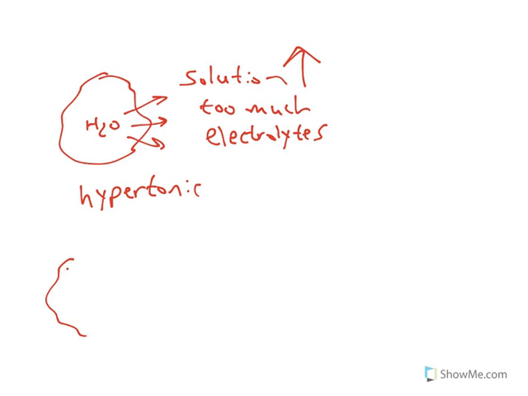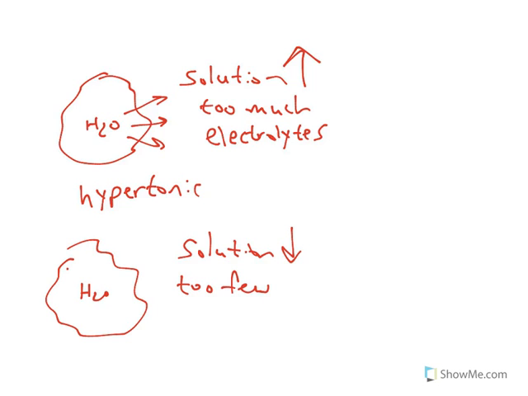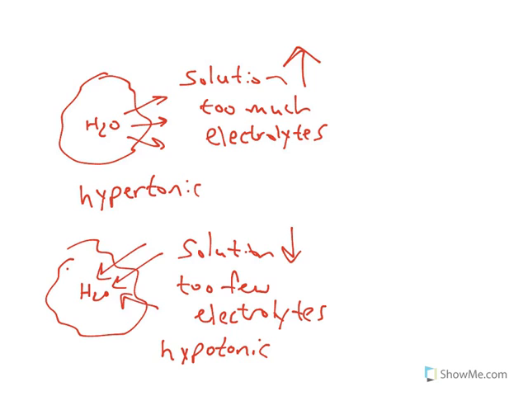Another scenario is where you have the cell with water in it, and the solution is too low in electrolytes, too few electrolytes. This scenario would be called hypotonic. Now you have a higher concentration of solute inside the cell. Water is going to net flow through that semipermeable membrane into the cell, and you're going to put too much water into the cell, causing it to burst. So this would be a bad scenario as well.